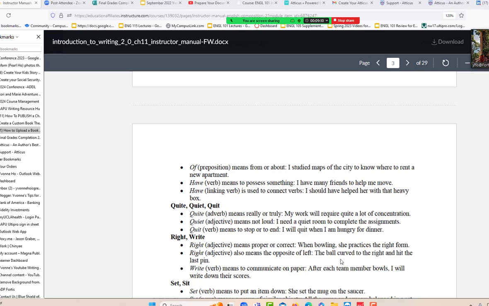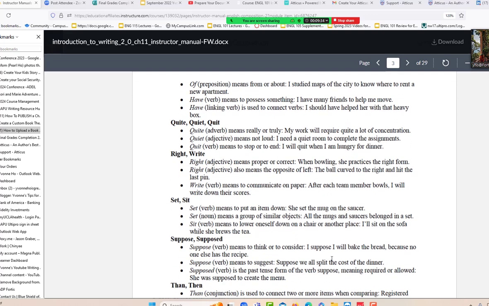Right, right, and write. Right means proper or correct. When bowling, she practices the right form. Right also means the opposite of left. The ball curved to the right and hit the last pin. Write means to communicate on paper. After each team member bowls, I will write down their scores.